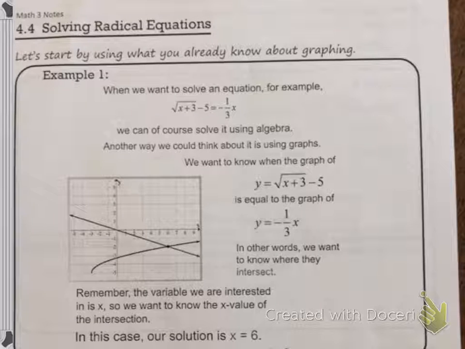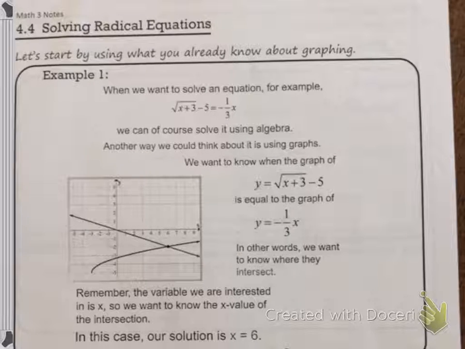This is Note-Taking Guide 4.4, Solving Radical Equations. So the last couple of days we've learned how to graph some cube root functions and square root functions. We also learned how to find their inverses. What we're going to do today is to find the point of intersection between two different functions, or how to solve them algebraically if we don't want to graph them.